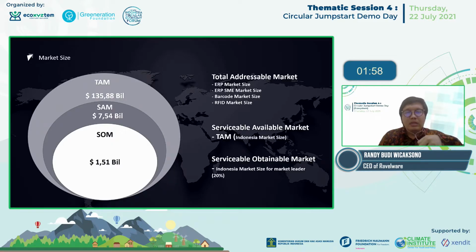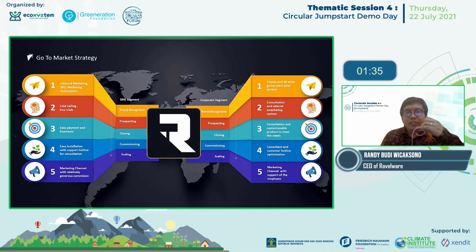I believe we have a huge market size in the world because we get the accumulation of ERP, ERP for SME, barcode, and RFID. However, in our first step, we aim to be the market leader in Indonesia, which has 20% of the market share. To make it happen, we have our marketing strategy, which is based on our segments. The SME segment will be focused on inbound marketing, SEO, and marketing automation, and the corporate segment will start with Toyota and its 38 suppliers for a pilot project, and then we go all the way to scale our business up.